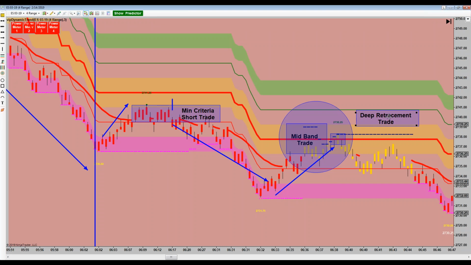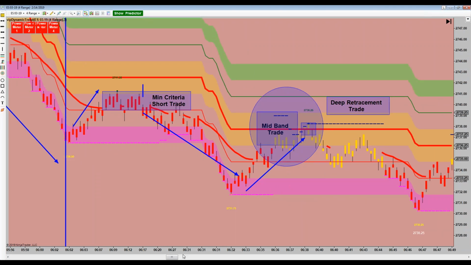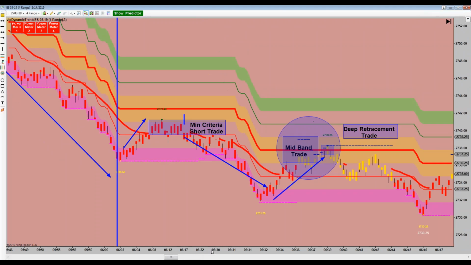You may find that over time you're not particularly good at some of these trade types. Let's use an example. Maybe you saw this minimum criteria, you came in, you nailed it, you made some money. You saw the mid-band, you came in, you nailed it, you made some money. Life is good. A trade comes along, just a hypothetical example, okay? A deep retracement trade comes in. You don't really see it that well.